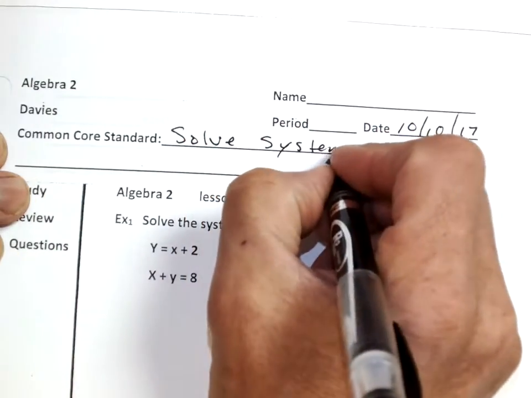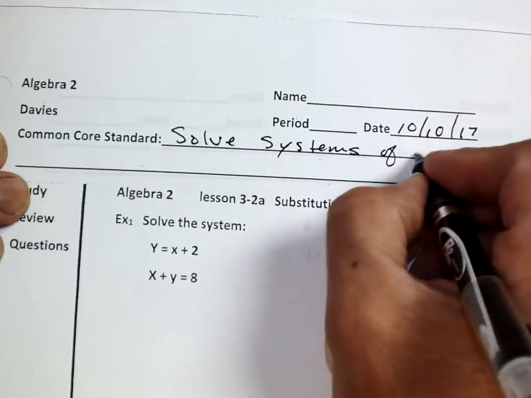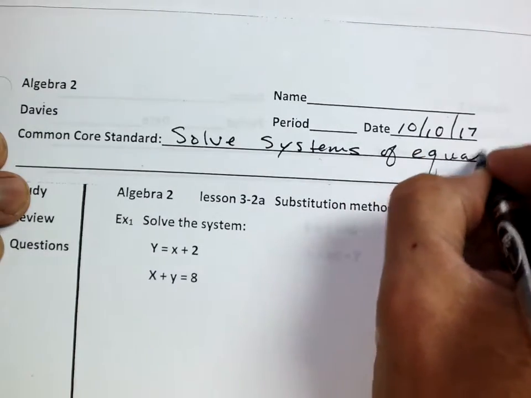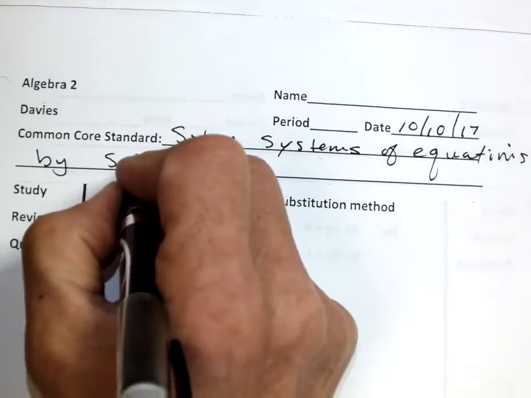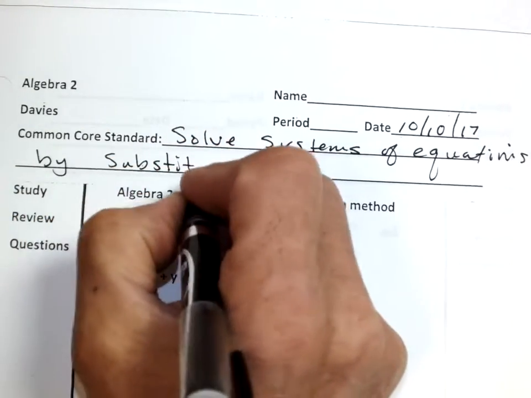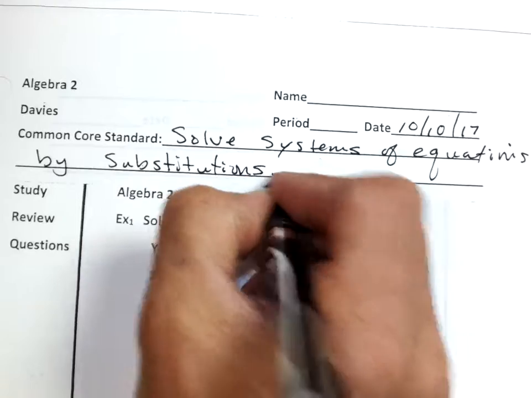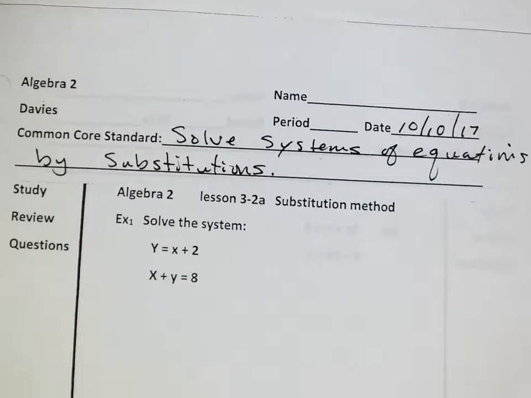We're going to solve systems of equations by substitution. I'm hoping you remember a little bit of this from algebra. But if you don't, that's okay. We'll go back through it again, okay?